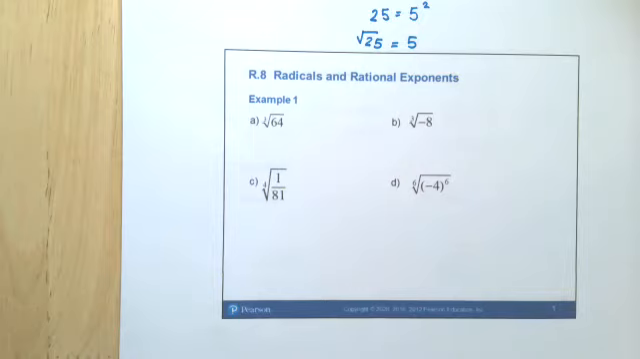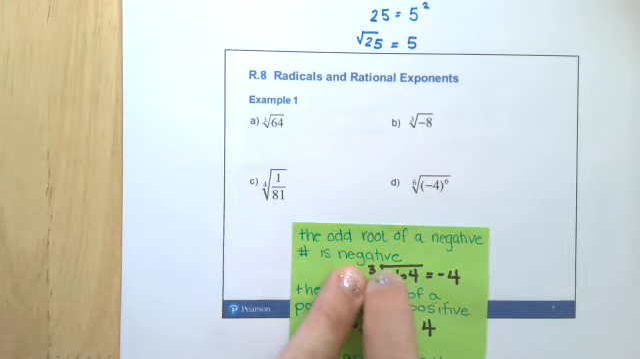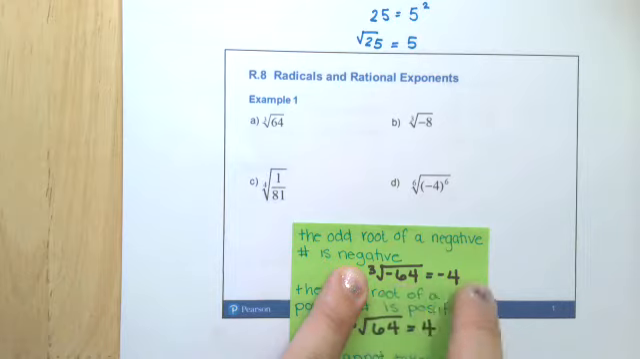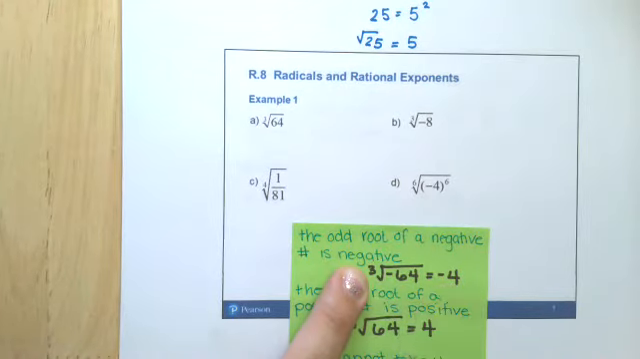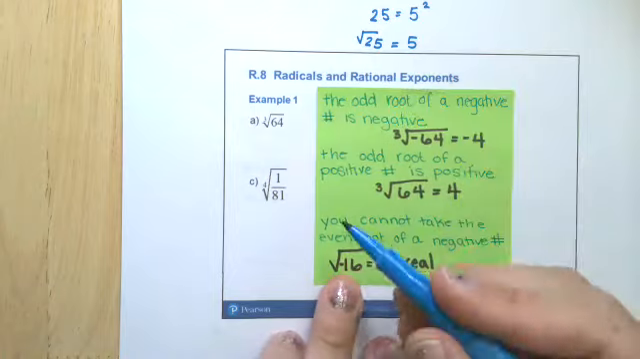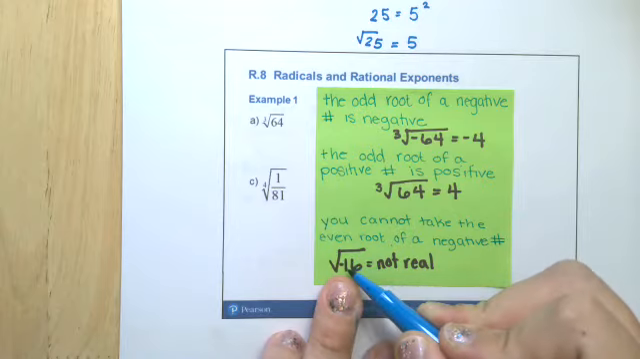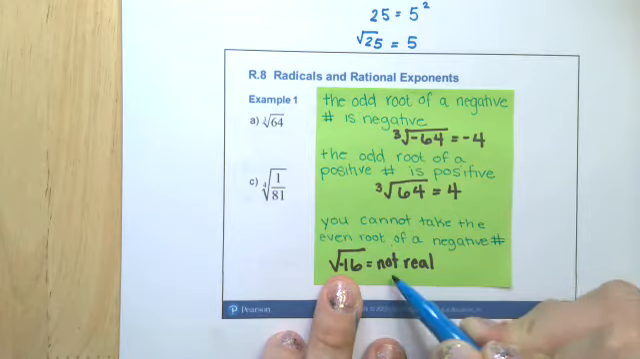The odd root of a negative number is negative. The 3 is odd. The answer will be negative because this is odd and this is negative. But the odd root of a positive number is positive. If this number is even, because this is a 2, and this number is negative, the number is not real.